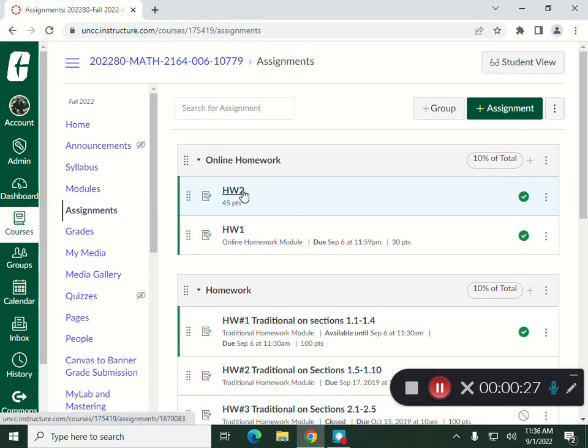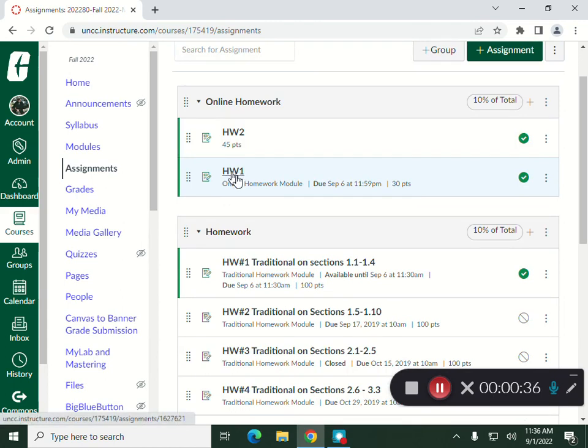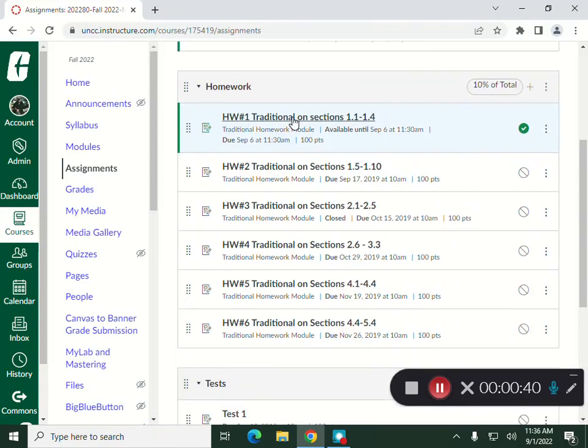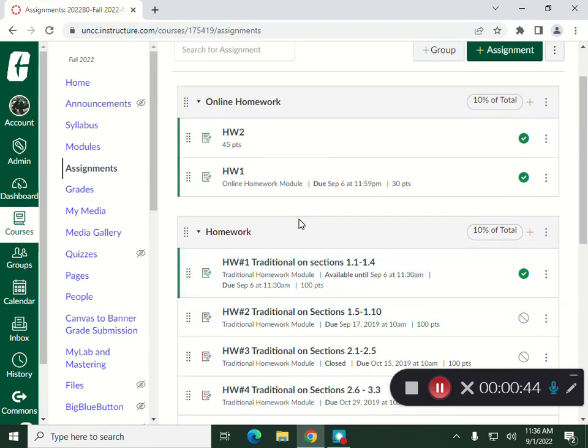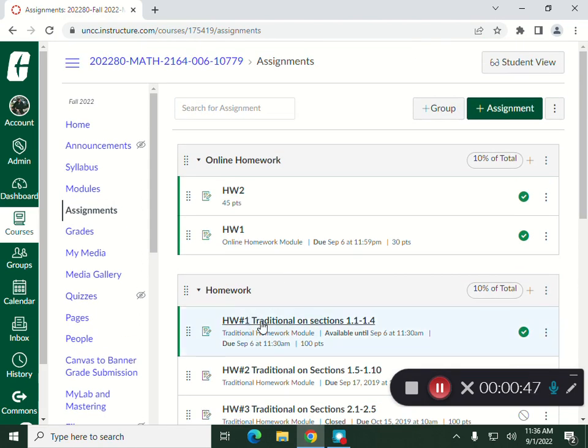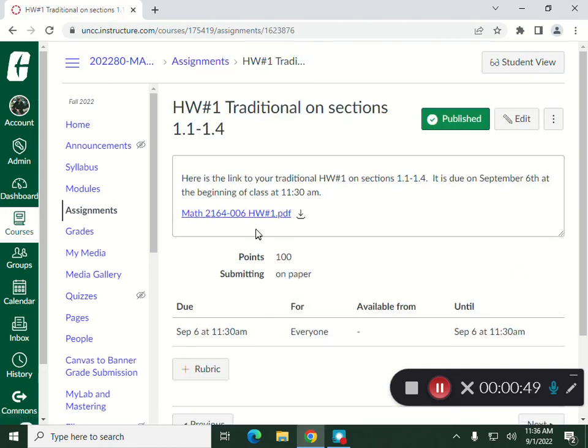I've got a homework number 2 coming soon. I didn't mean to, okay, but it's there. I haven't put the dates on it and stuff like that yet, but it's there. But right now you should be working on homework number 1. This is your online homework number 1. The other thing is you've got your traditional homework number 1, and I've got some templates set up for you guys. So this is the one you should be working on right now.